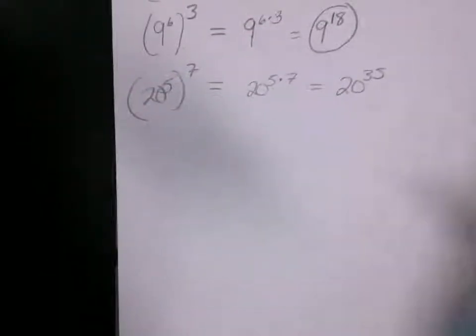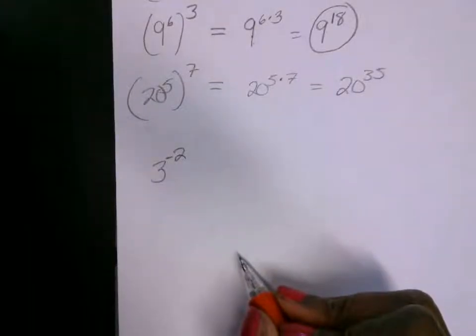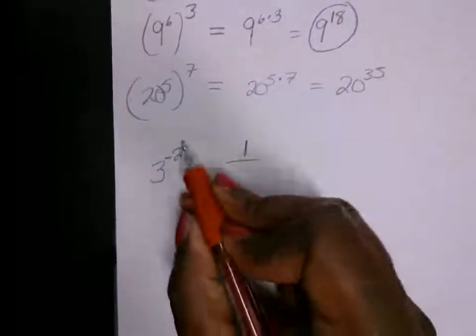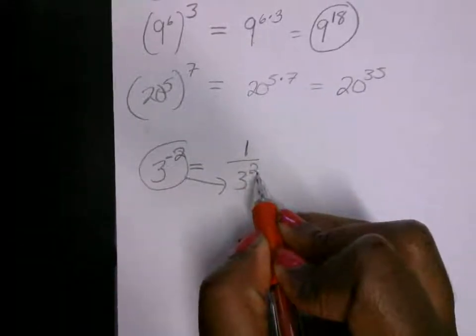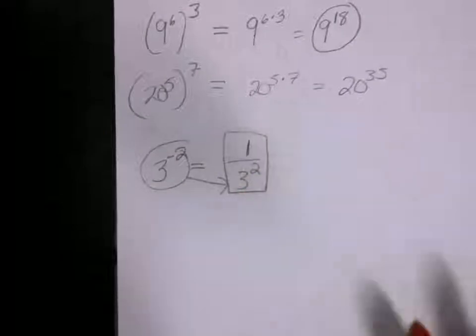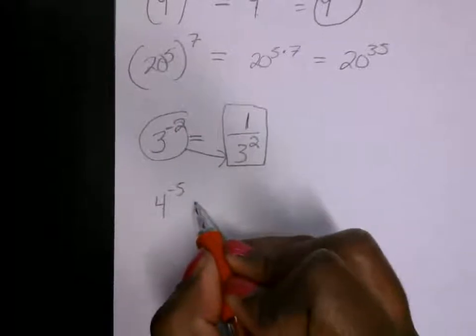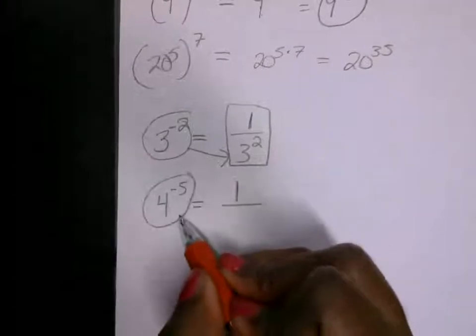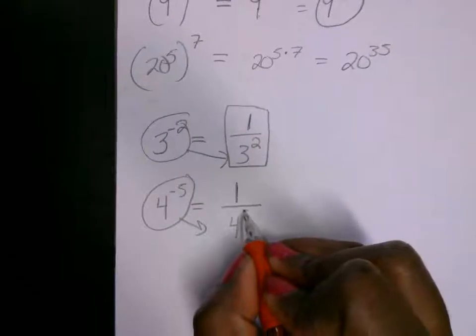All right, so this is how you write it. If you have 3 to the negative 2, you're going to write this as my numerator is 1, and move all of this down to the bottom of the fraction, and the exponent is now a positive number. I'm going to do it again. You have 4 to the negative 5. Your numerator is 1, and you're going to move all of this down to the bottom, and now your exponent is positive.